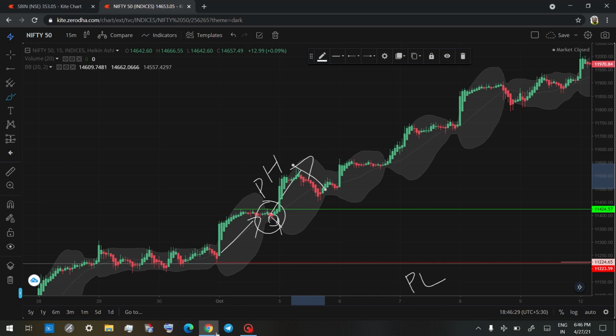Again, it didn't break the previous high. See this? It didn't break the previous high. So double confirmation, there will be a strong upward trend. You can go for a buy.